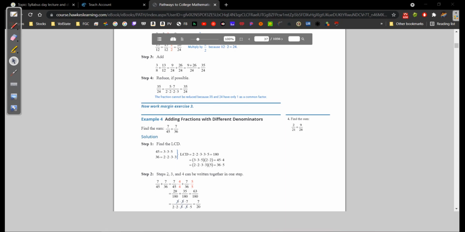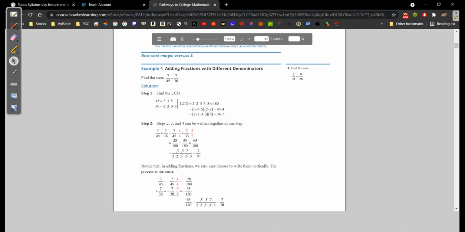Let's look at the problem here. At the end of the day, notice how we have to do a prime factorization tree of both these numbers, 45 and 36. Once I find the prime factorization tree of both of these numbers, I have to figure out what the least common denominator would be. The least common denominator would be the least common multiple, right? What's the smallest number that both these numbers will go into?